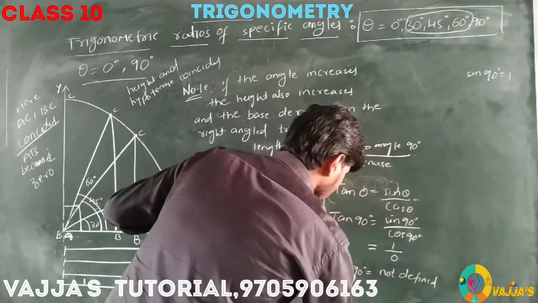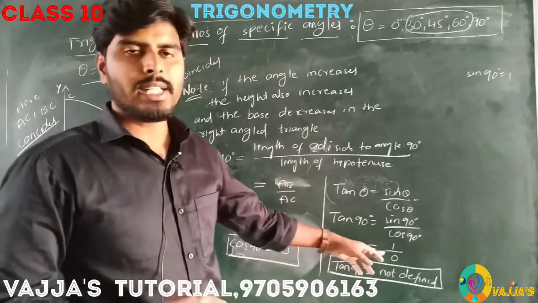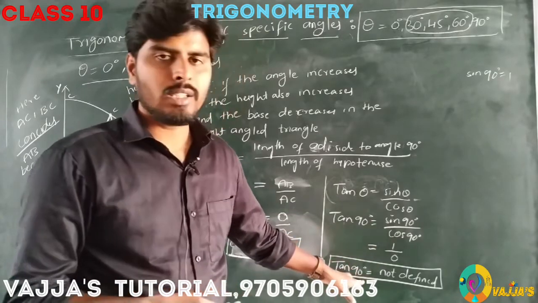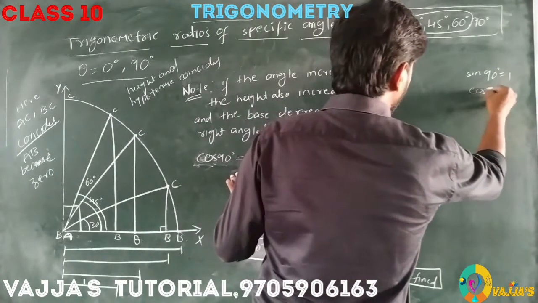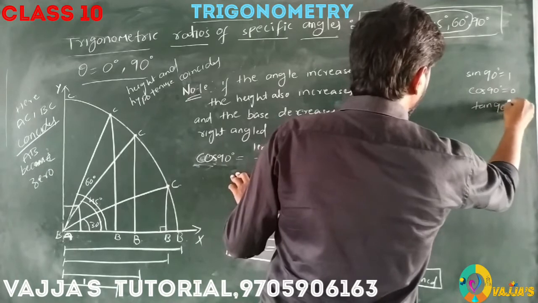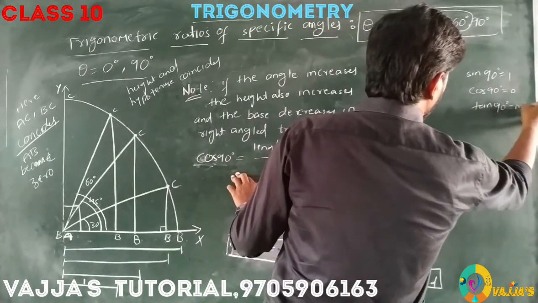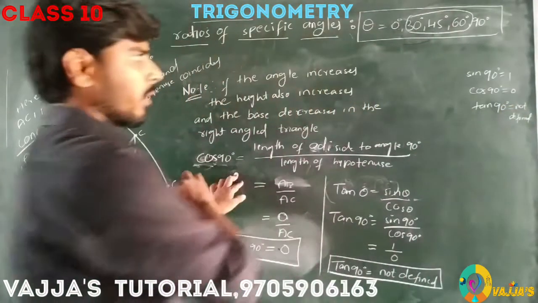Okay. Somebody is saying it is infinity. Infinity is not a number. That is wrong. So we shall not define the tan 90 value. So cos 90 is 0, tan 90 value is not defined.